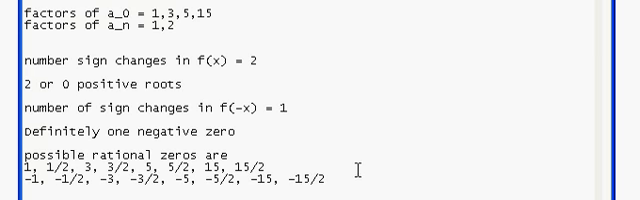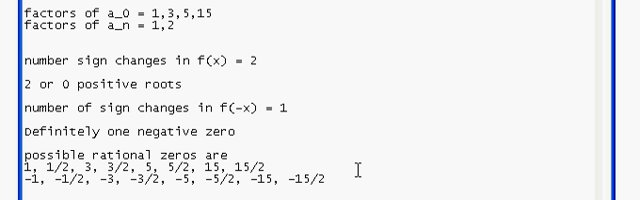We have, again, just take one factor of the constant term and divide it by a factor of the leading coefficient. So again, you can have multiple possibilities and then plus or minus as well. So in this case, it looks like we have 16 solid possibilities.